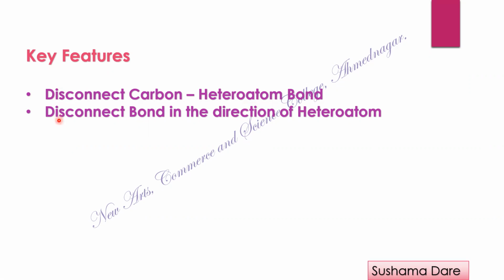Heterocyclic compounds are those in which the heteroatom is a part of a ring compound. So we call these compounds heterocyclic compounds. Let us discuss the first example.